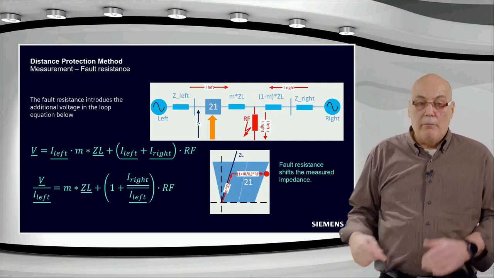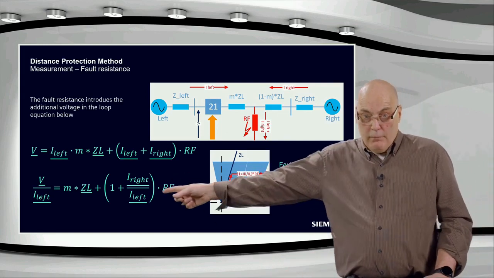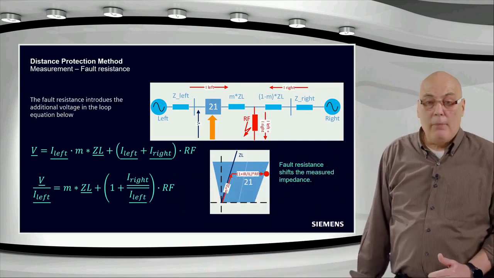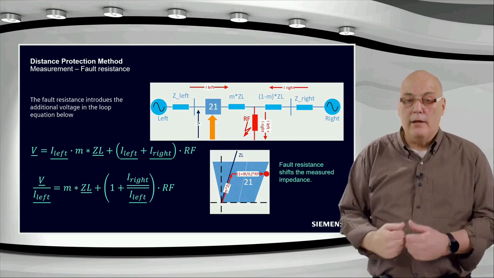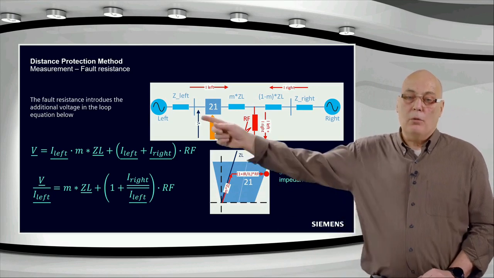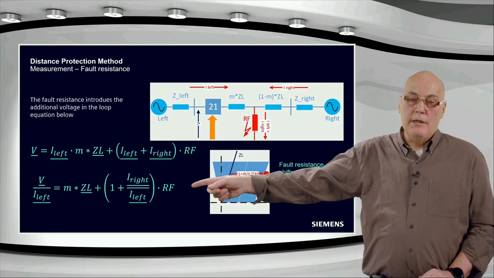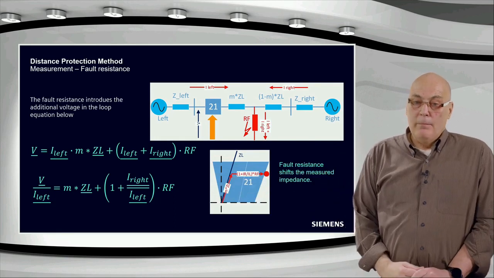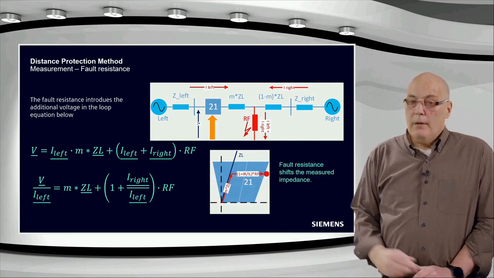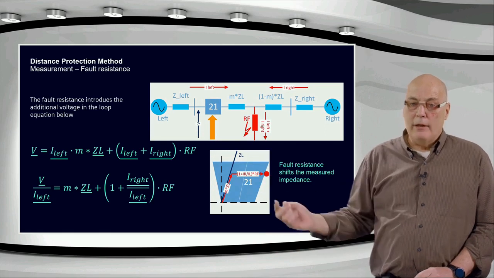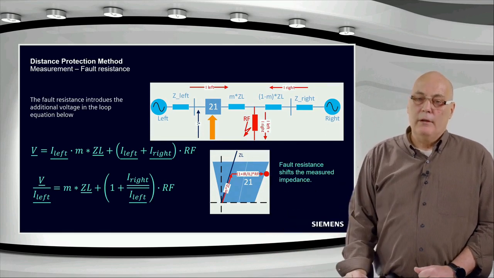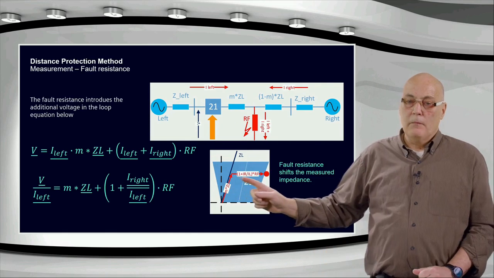And remember, the measurement we used in the simple case at the bottom was V divided by I left. The relay only has the I left current for the measurement, and if we divide this top equation by that, we will see here that the fault resistance is appearing as 1 plus I right over I left in the loop. So it is appearing over here.